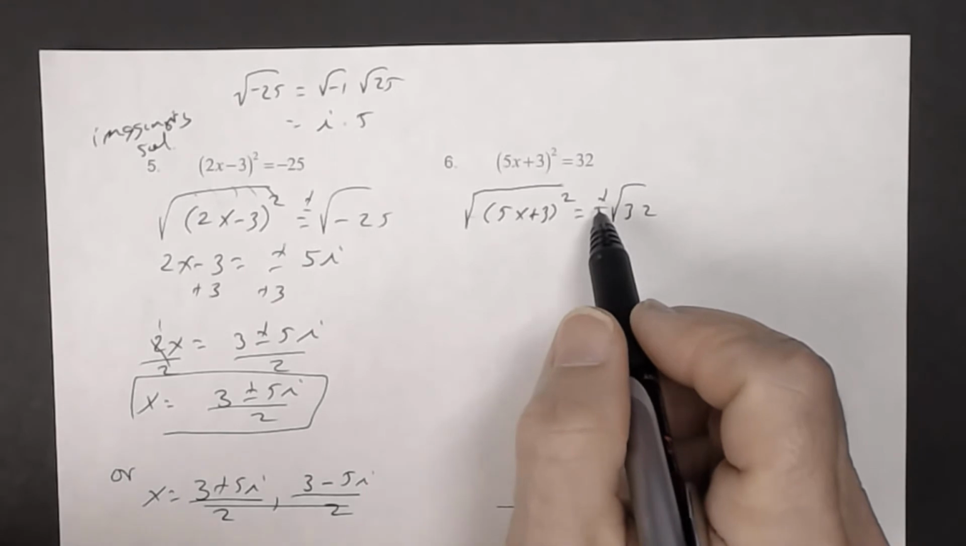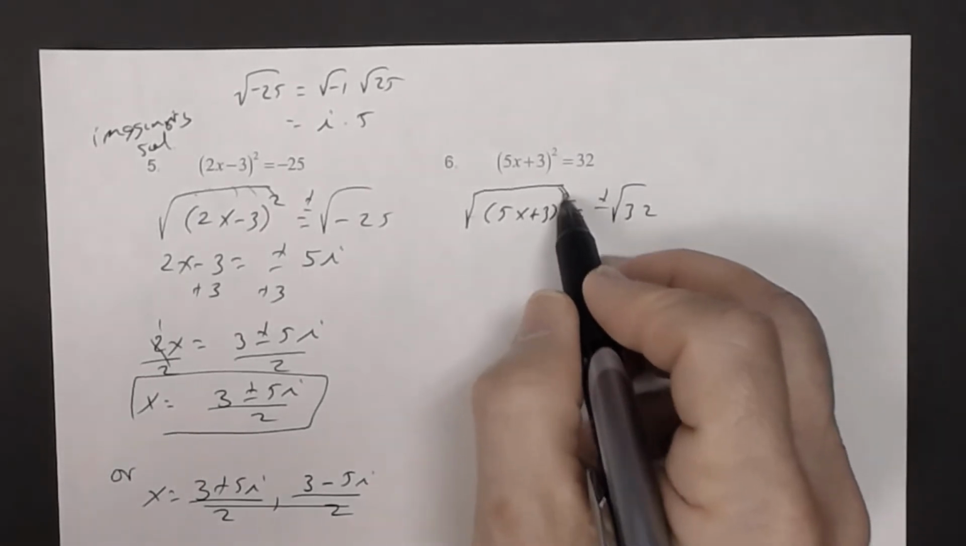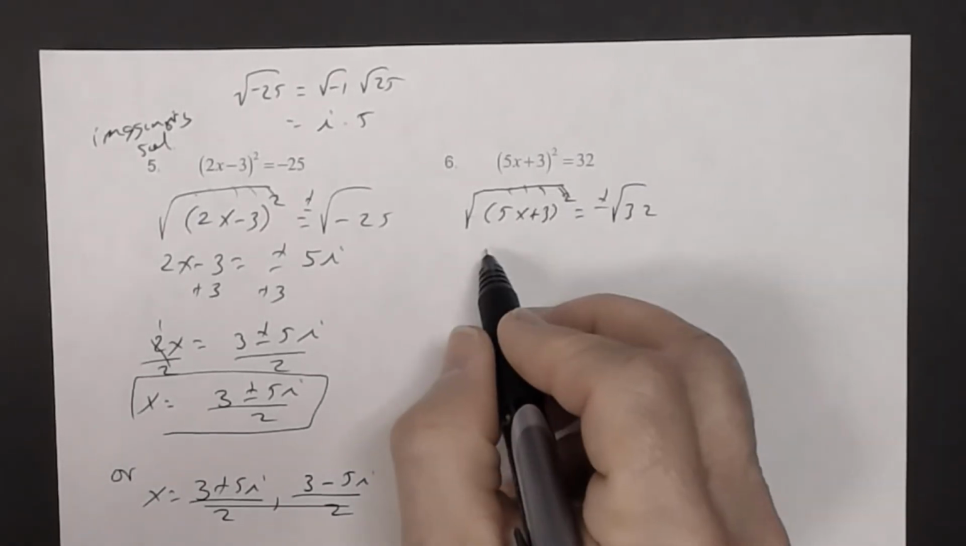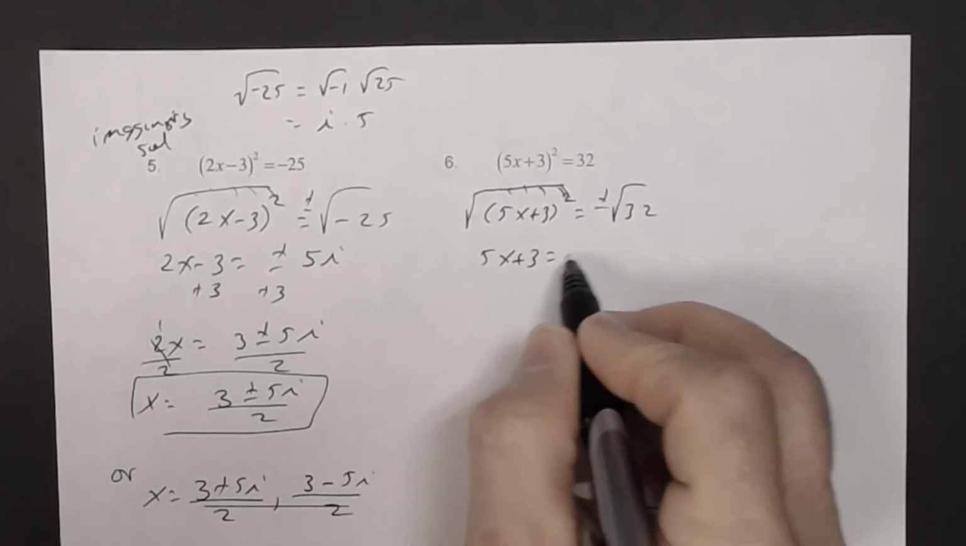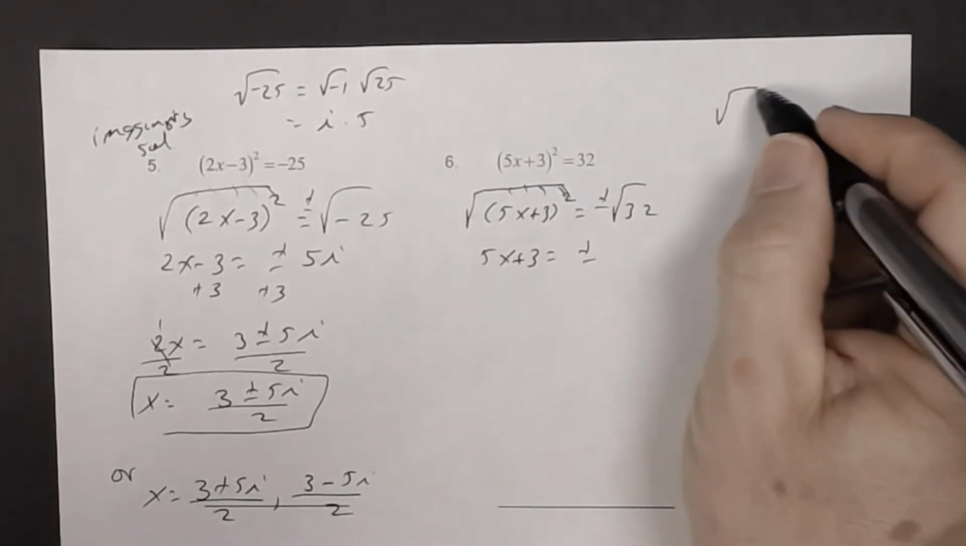Don't forget that. Some students always forget the plus or minus. So the square and the square root undo each other, so you get 5x plus 3 equal plus or minus. Now let's talk about the square root of 32.